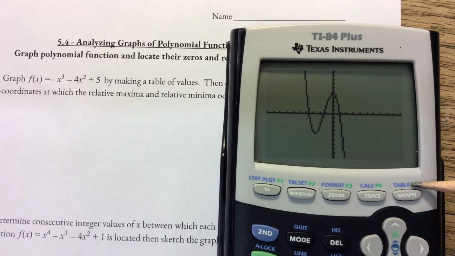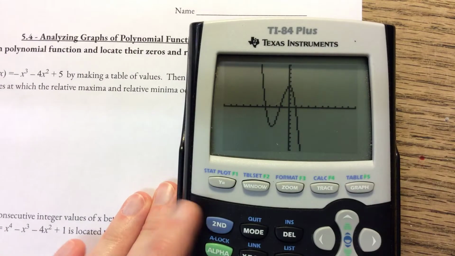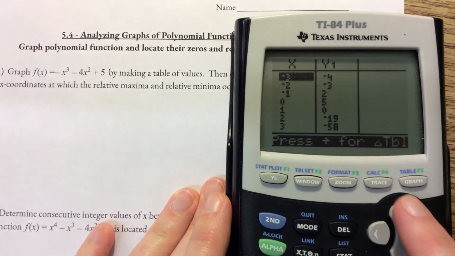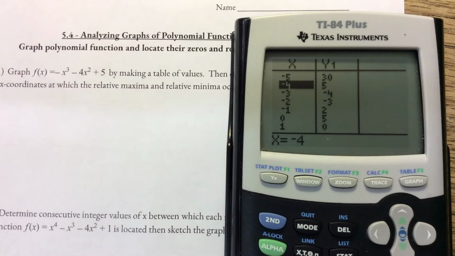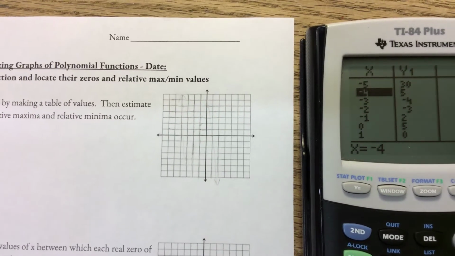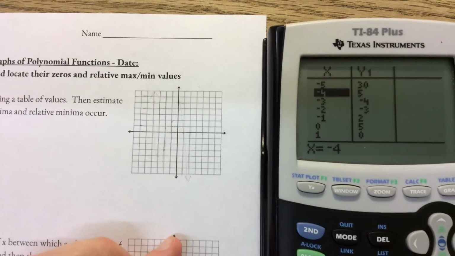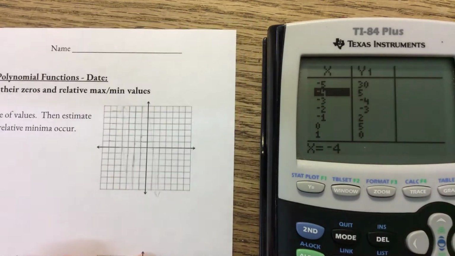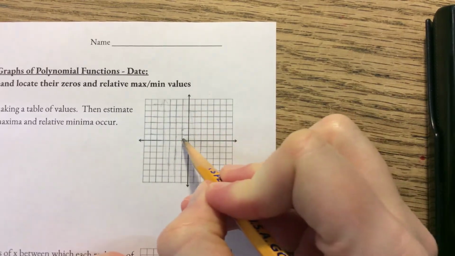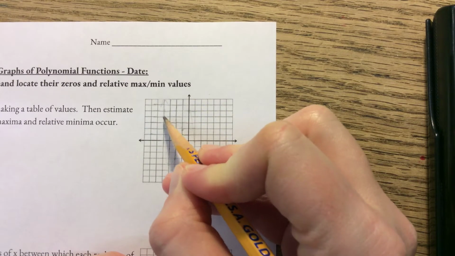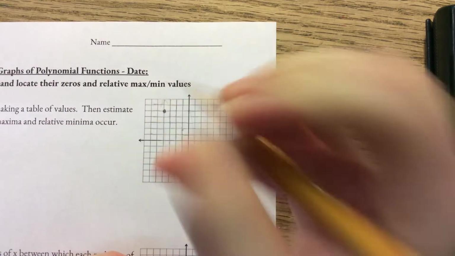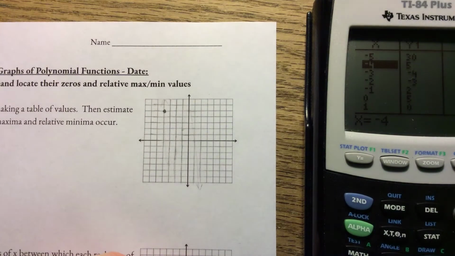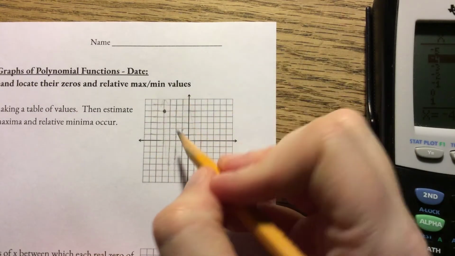So up here where it says table, if I hit second and graph, it's going to take me to a table of values here. What this is doing is like when you have to make a table by hand and plug all these numbers in, the calculator is doing that for you. So we're going to use that to graph this. Looking at these values, I'm going to start here at negative 4, 5. So that would be right about here. Then I have negative 3, negative 4.